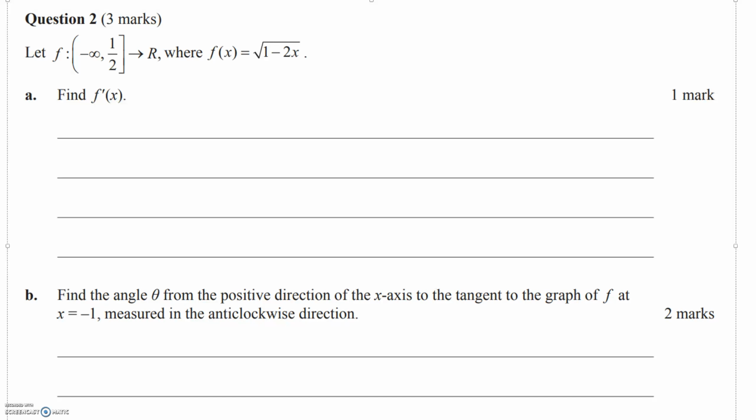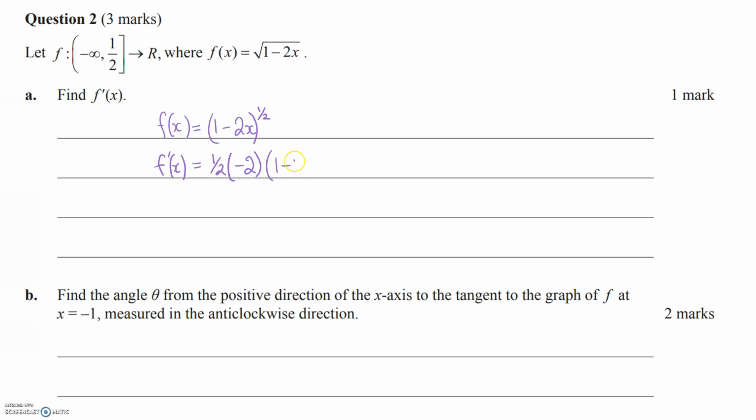Alright, so question 2. All we've got to do to start with is find f dash of x. So looking at this f of x, I'm actually going to change this just so that we've got it in a format I find a little bit easier to differentiate. And then I'm just going to do, very simply, a half multiplied by the differential of the bracket, which in this case is -2, multiplied by the original bracket, and take 1 off the power.